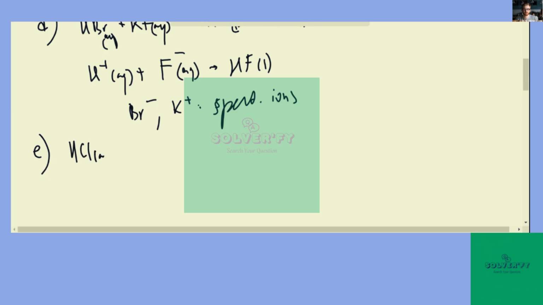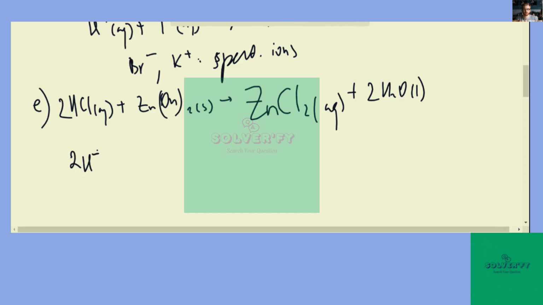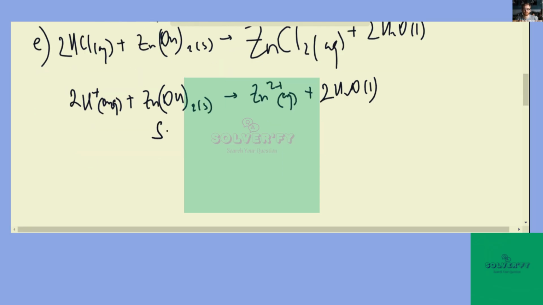The reaction between hydrochloric acid and zinc hydroxide. They react forming zinc chloride and 2 molecules of water. So let's write down the net ionic equation. So it looks like 2H+ plus solid zinc hydroxide forming Zn2+ and 2 molecules of water. So then here only chlorine is a spectator ion.